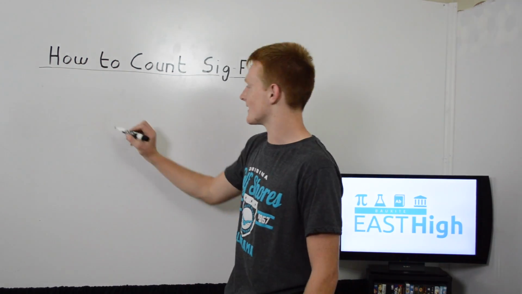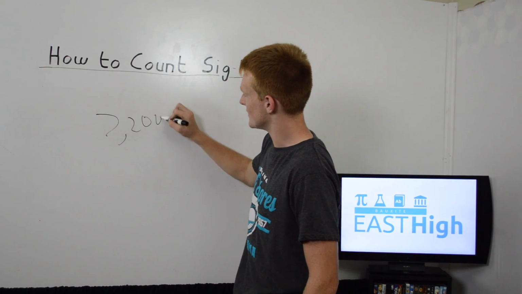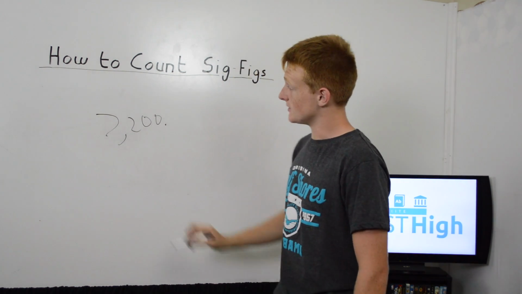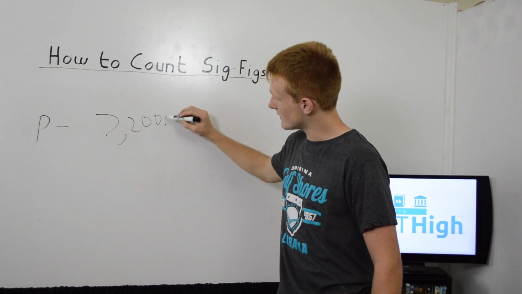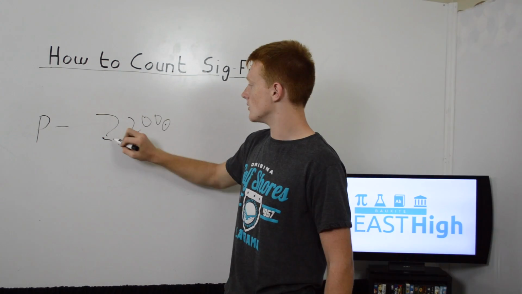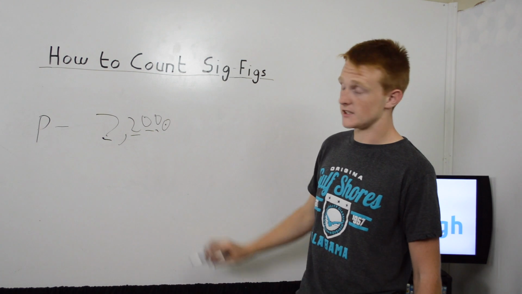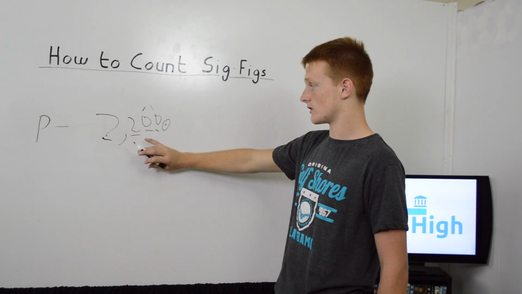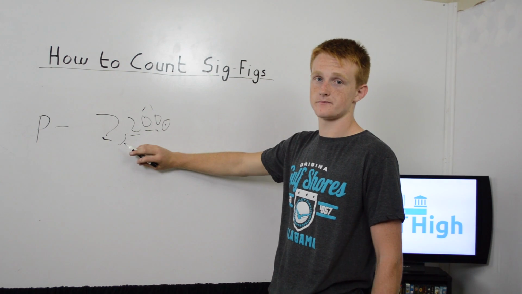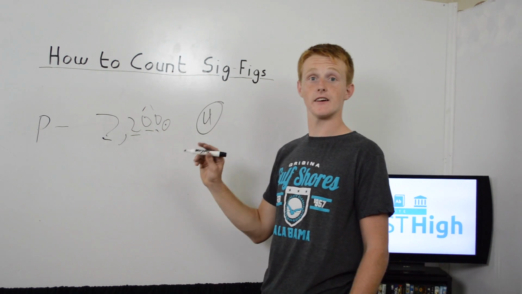If you have a number like 7,200 with a decimal point, you come from the Pacific side because the decimal is present right here, as you can see. So it'd be 1, 2, 3, 4, and you still count the zeros because, well, it's after a number higher than 0. Yeah, 4. And there you go.